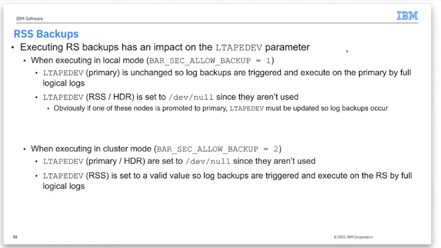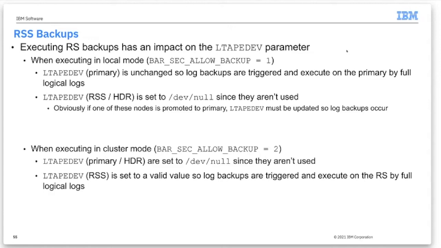Are RS licenses required to take a backup? No, they are not. You do not have to fully license the RS secondary in order to create a backup. Executing RS backups will have an impact on your logical log backup device. If you are executing these backups in local mode, so BARSEC_ALLOW_BACKUP is set to 1, the logical log backup device on the primary remains unchanged, so that log backups are triggered and will execute on that primary when logical logs are filled up. The LTAPEDEV on the RS secondaries are still set to /dev/null since they aren't being used. So that's the information on LTAPEDEV for local mode.